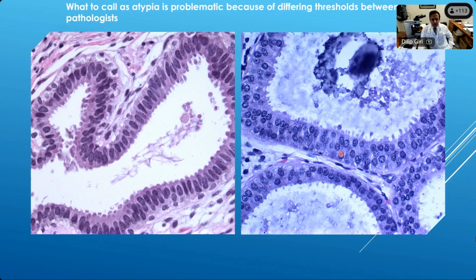Somebody else may say, no, it's not atypical. Somebody who is working close to Schnitt may call something like this FEA. Somebody who is working 3,000 miles away from Schnitt may call the same exact thing benign. So this is the reality of morphology, unfortunately.